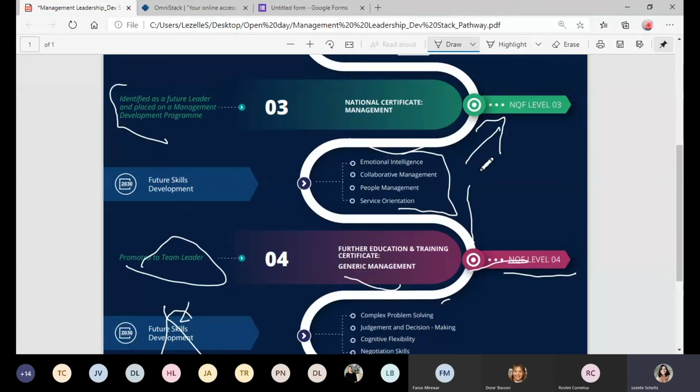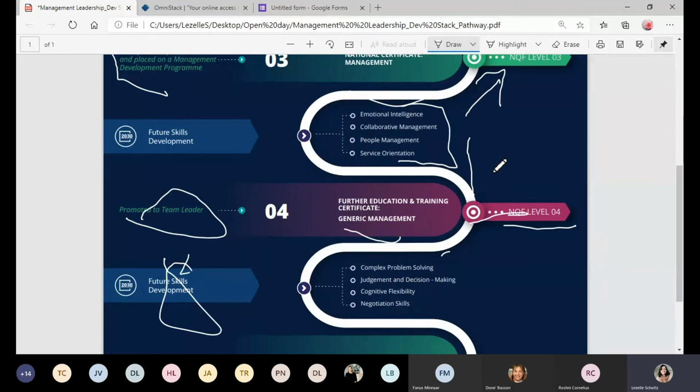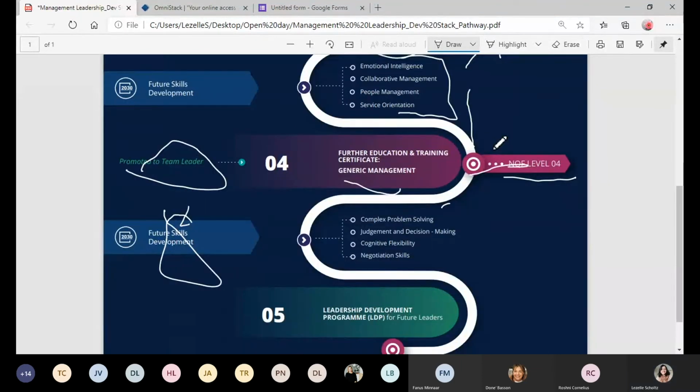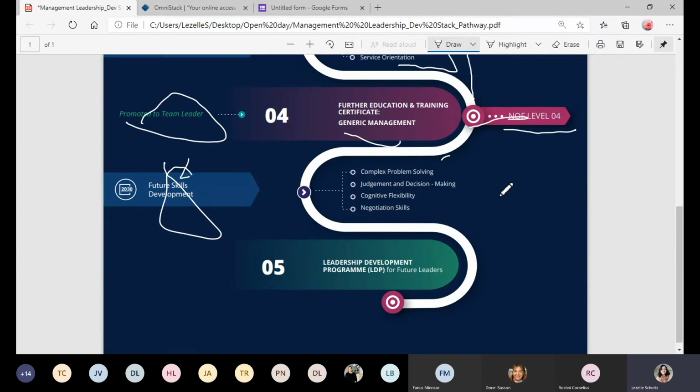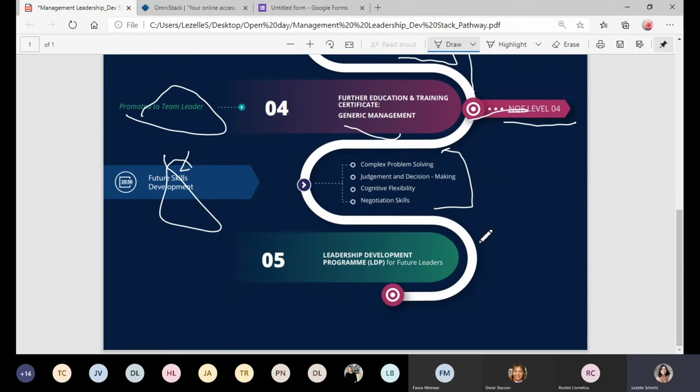They've then been identified as a future leader and started their management development program by going on an NQF level 3 certificate. We've again incorporated future skills for this individual. And then once they've been promoted to a team leader, they now have another opportunity for an NQF level 4 qualification in generic management, coupling that once again with some Workforce 2030 skills to ensure that we have a holistic development program for this individual.